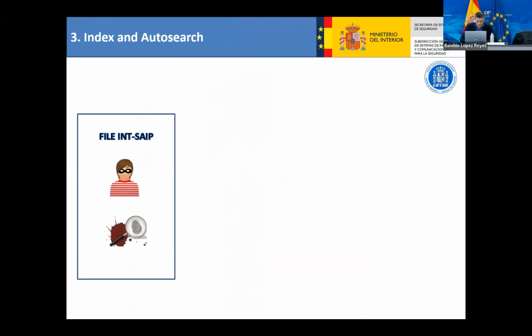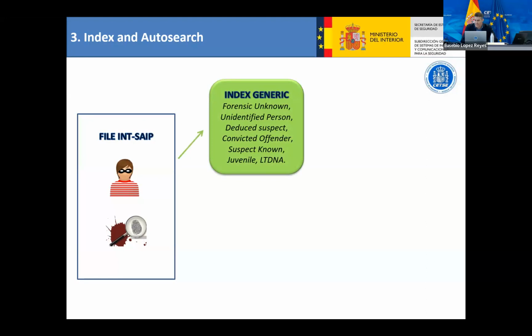Well, only to show you the specific situation in the Spanish database, we have right now two automatically configured auto-searches with STR. First of all, we have the file that we use for identification of biological traces and identification of samples of unknown origin, in order to clarify crimes and cooperate with the Justice Administration, okay? We have created in CODIS the generic index with all the genetic profiles: pure profiles, forensic unknown, accused, suspect, convicted offender, suspect unknown, juvenile, long-term missing DNA.